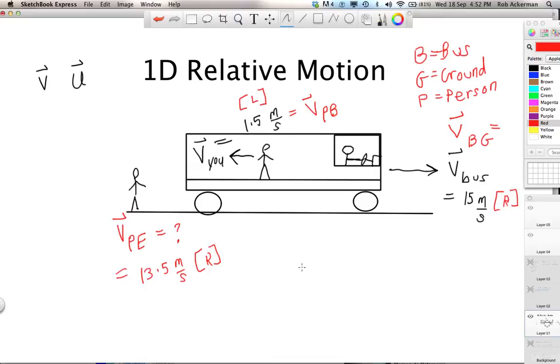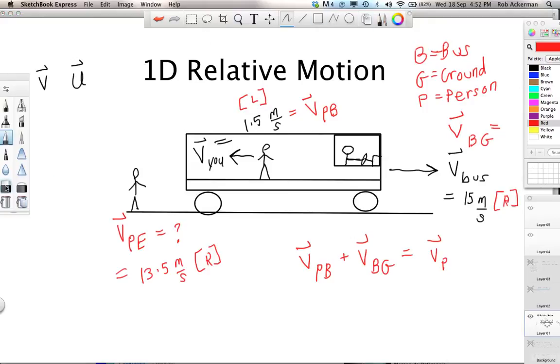So we write it out as a vector equation. The velocity of the person relative to the bus plus the velocity of the bus relative to the ground gives some combined velocity that the person on Earth measures, VPE. Actually, now I just realized I've made a little mistake here. Instead of E for Earth, I'm going to use G for ground. That's my mistake. I often use those two interchangeably. So let me just erase that E.